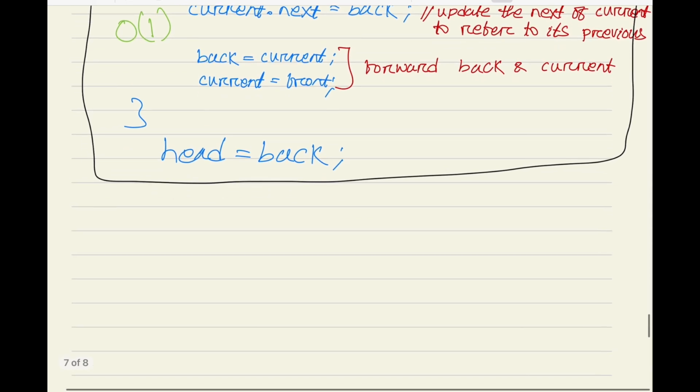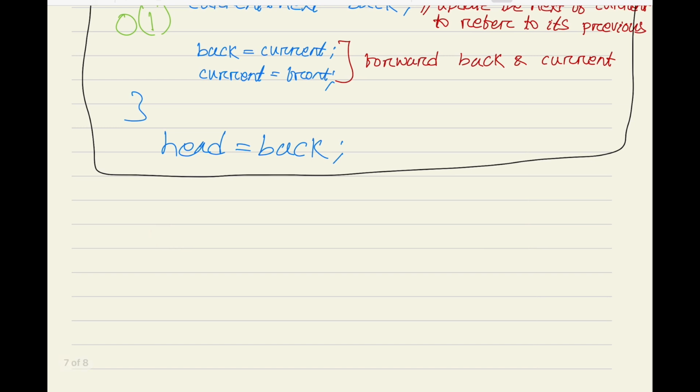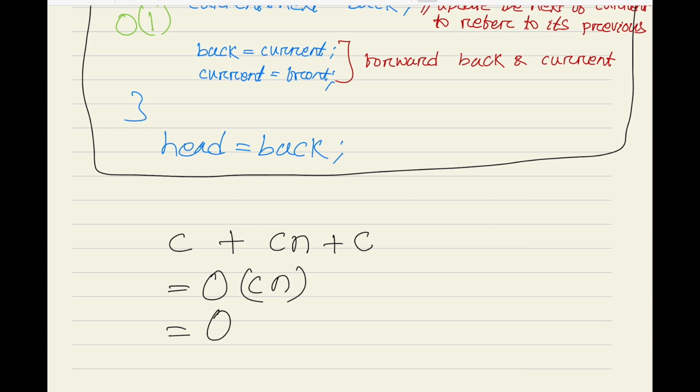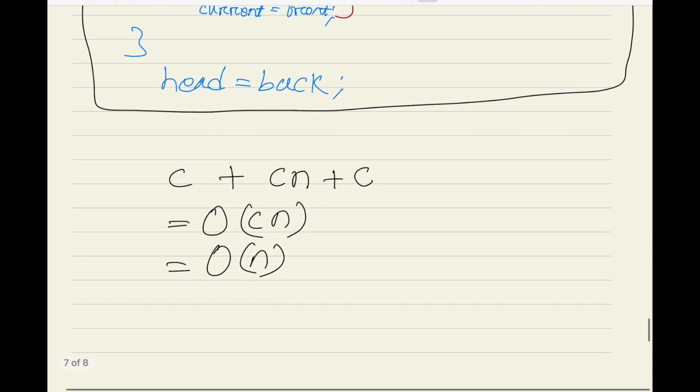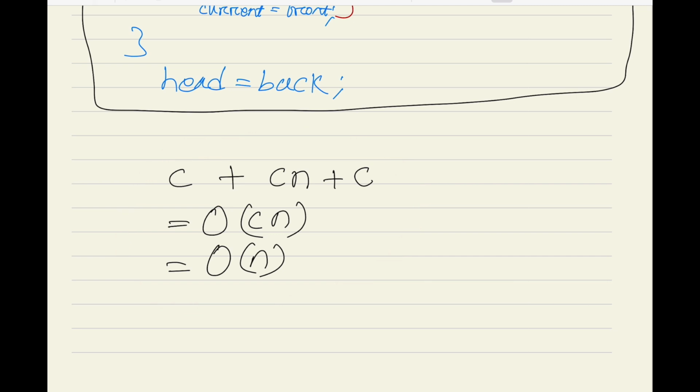So here if we consider the total amount, we can say a constant amount c, plus a constant amount n times. So for that we can write cn plus another constant c. So it is equal to order of cn, or we can say order of n. So the iterative approach to find the reverse of a single linked list is going to take order of n time, because n times the loop is going to execute, where n is the number of elements in the list.